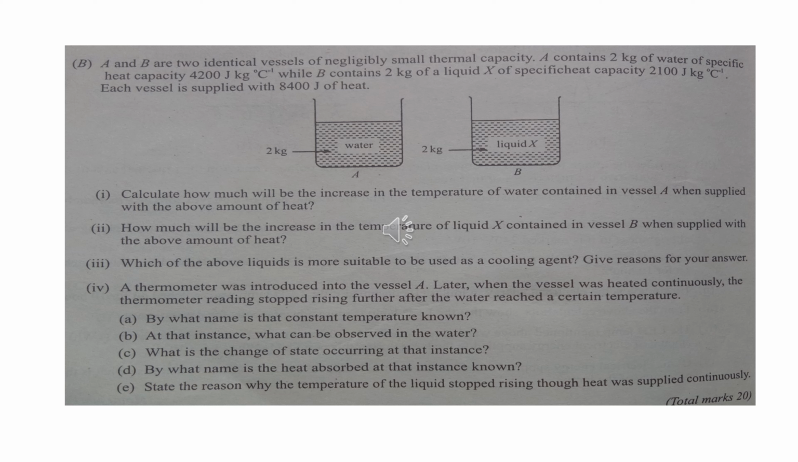In part D, by what name is the heat absorbed at that instance known? The heat is absorbed by the system without a change in its temperature. Here it does not change its temperature, it keeps a constant temperature of 100 degrees Celsius. Then we know that heat as latent heat. The answer is latent heat, and you can also say latent heat of vaporization. Both are correct.